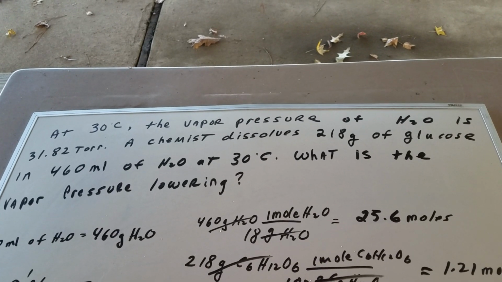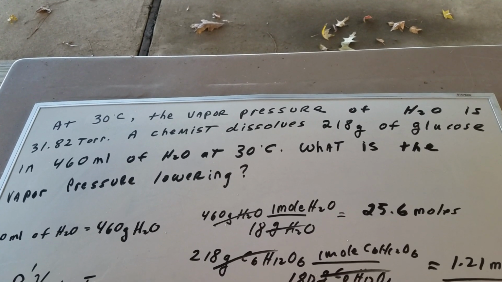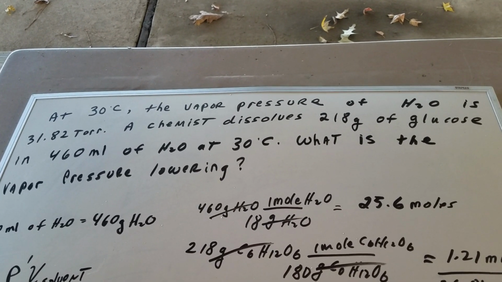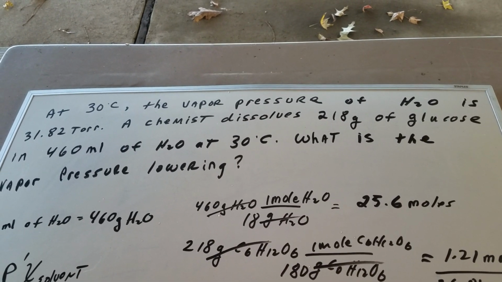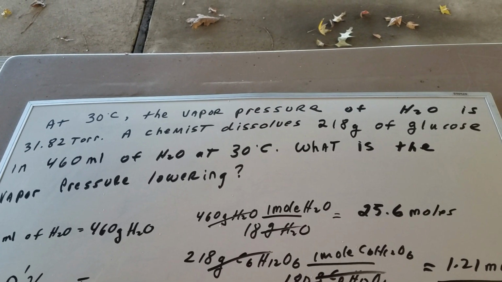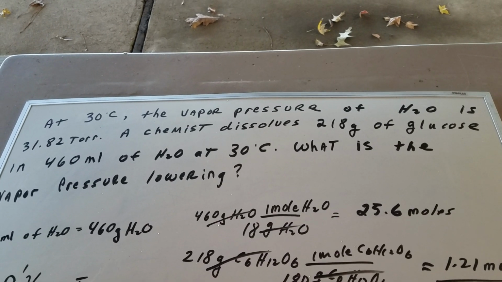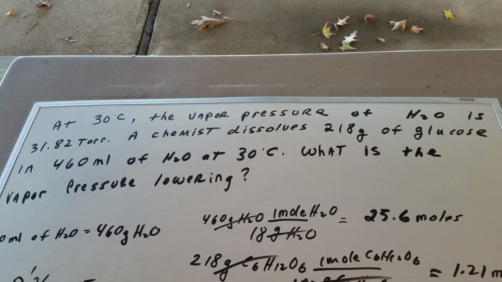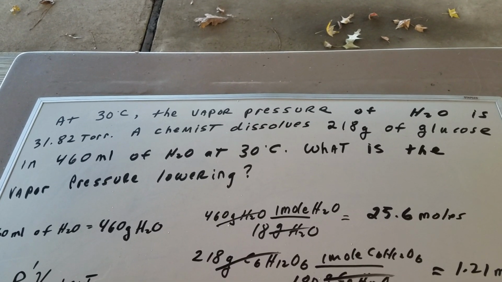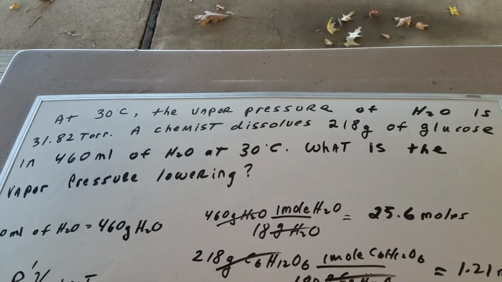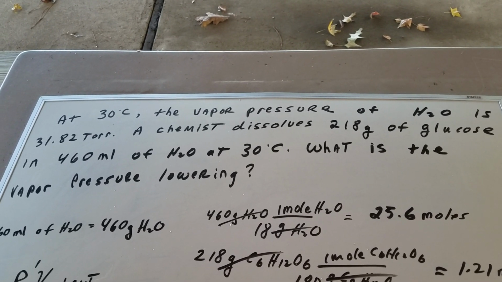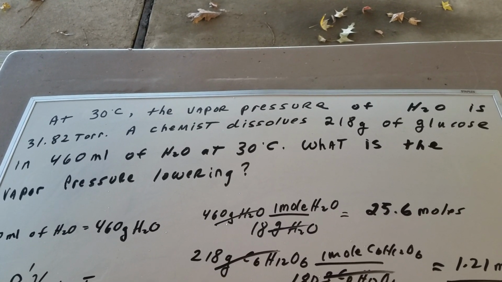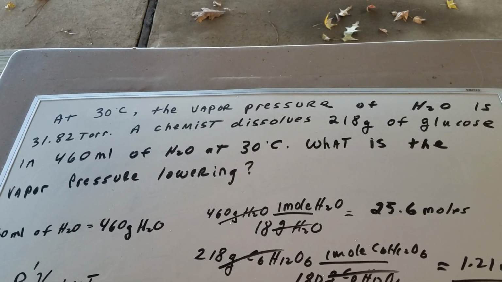The first thing I want to do is a problem on Raoult's law. This is going to test one of the colligative properties. The colligative property that deals with vapor pressure says that when you put a solute in a solution, the vapor pressure is going to be lowered. In this example, at 30 degrees Celsius, the vapor pressure of water is 31.82 torr. We're going to dissolve 218 grams of glucose, which is a non-volatile solute, in 460 milliliters of water at 30 Celsius. And I want to know, what is the vapor pressure lowering?